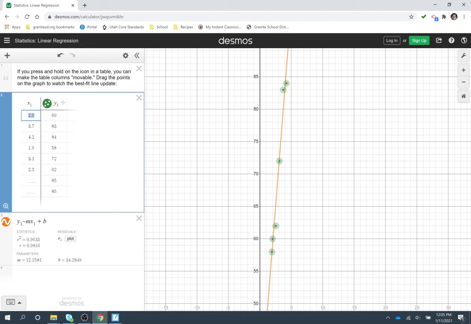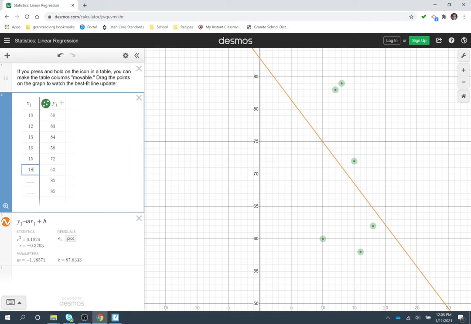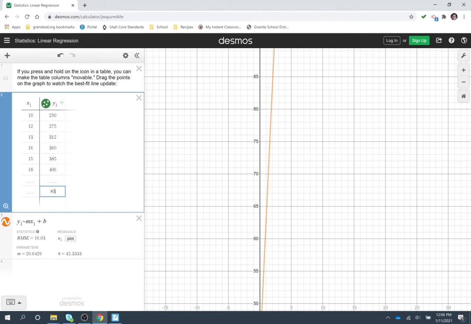And then as you go, we're just going to fill in our new values. So we had 10, 12, 13, 16, 15, 18, and then anything else, just delete it. Then we're going to go grab our Y values, 250, 275, 312, 360, 385, and 406. And then don't forget, if you have extra cells, to delete them.